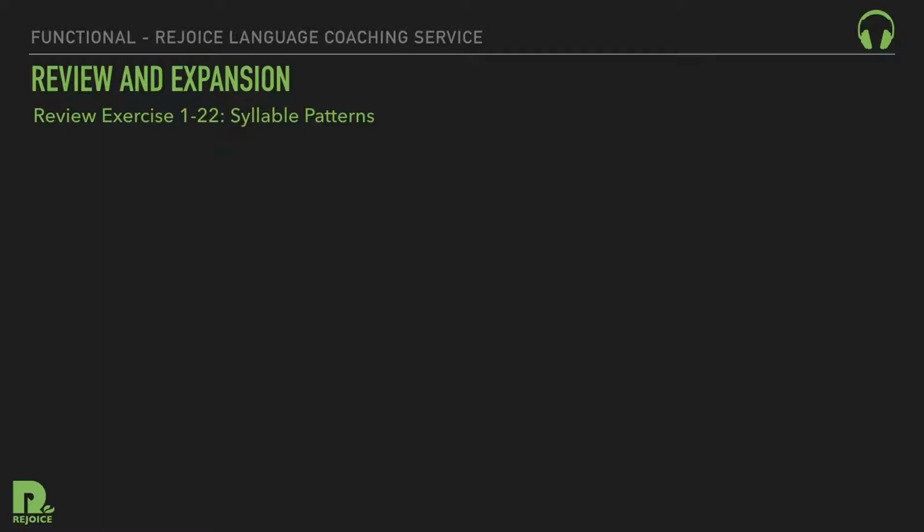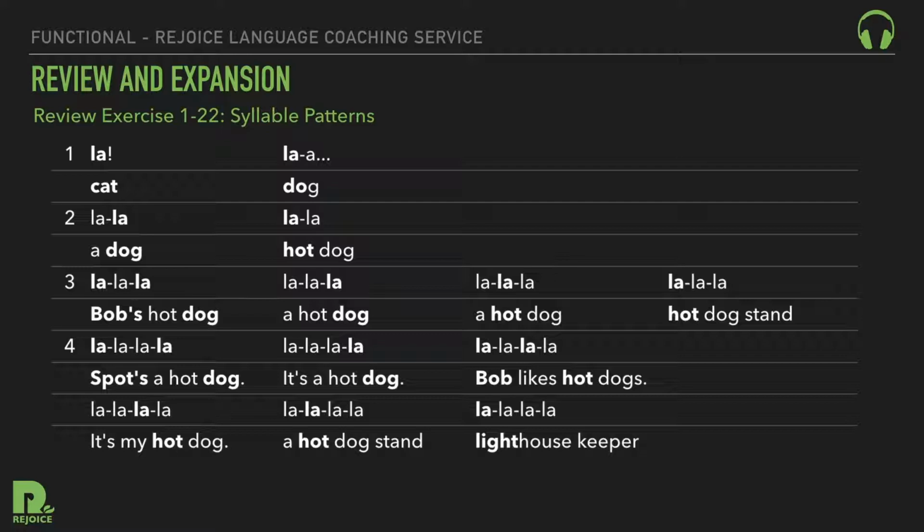Review exercise 122, syllable patterns. La, cat. La, dog. La la, a dog. La la, hot dog. La la la, Bob's hot dog. La la la, a hot dog. La la la, hot dog stand.